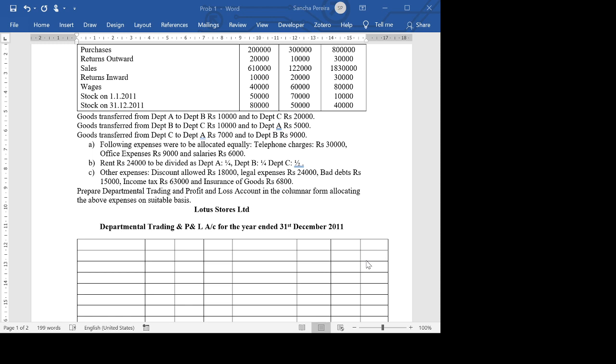Komal, we don't only prepare trading and profit and loss, we prepare trading, profit and loss, departmental trading, profit and loss. If the problem requires, we may have a general profit and loss, and sometimes they could ask a balance sheet as well. But the balance sheet and all are not very complicated, they are very small. The main thing is your main marks are for this departmental trading, profit and loss. Okay.